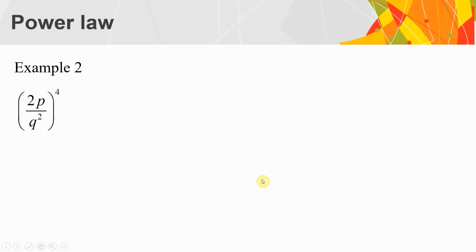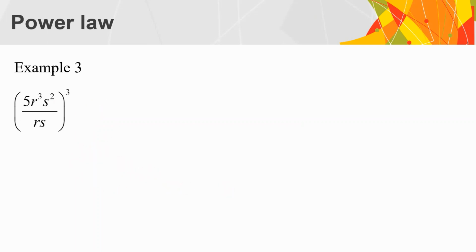Alright, example 2. Now we have a fraction. It works the same way. We multiply the power across both numerator and denominator. So we write in this form: to the power of 4, not forgetting the number, and p to the power of 4, and lastly q to the power of 8. And we just need to simplify this. 2 to the power 4 is 16. So this is the final answer.